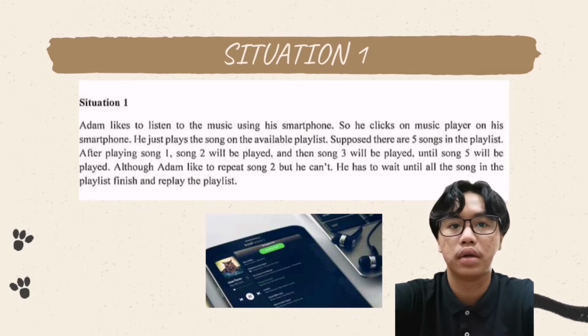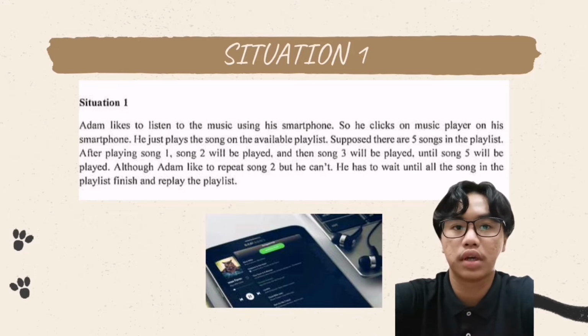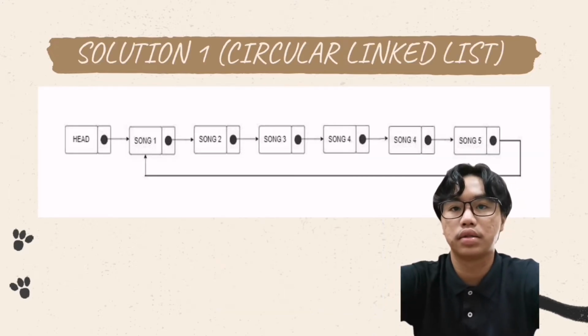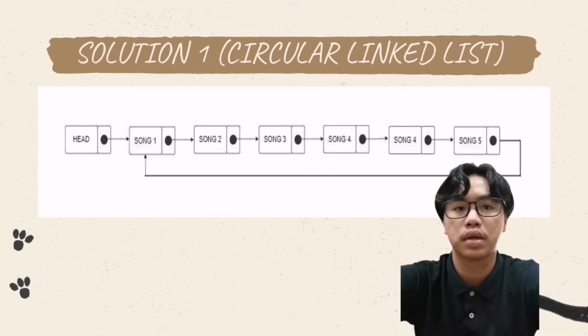will be played. Although Adam likes to repeat the song too, he can't. He has to wait until the songs in the playlist finish and replay the playlist. So this is how the circular linked list is implied, and its short definition is that it is a type of linked list in which the first and the last nodes are also connected to each other to form a circle. And for another example, the music will continue to play until Adam turns it off.